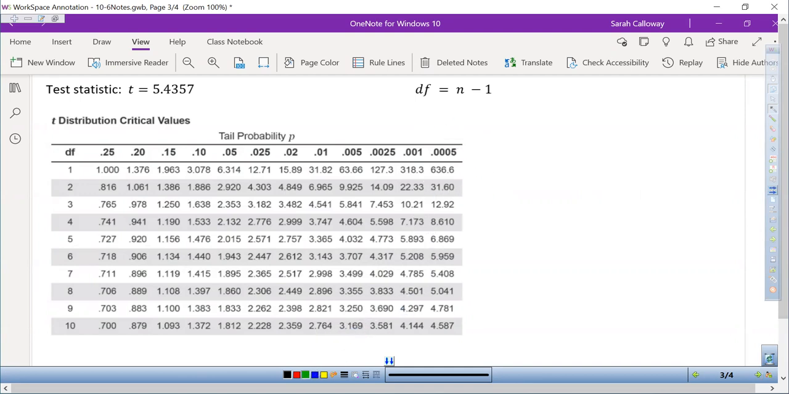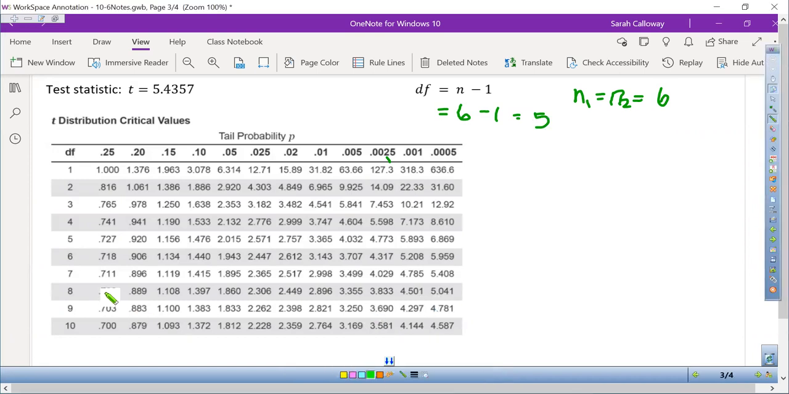So remember that our sample size for this problem, both of them, were 6. And so notice that our formula just has n. It doesn't tell you which one to use. In all the problems for this, they're going to just give you the same sample size for both samples. So our sample size is 6, which means our degrees of freedom is 5, which means that we are looking at the row with 5 as our degrees of freedom. Then what we're looking for is our t-value. And so we want to find the value and the placement of where 5.4357 would be. So looking in this row, it would be between these two t-values.